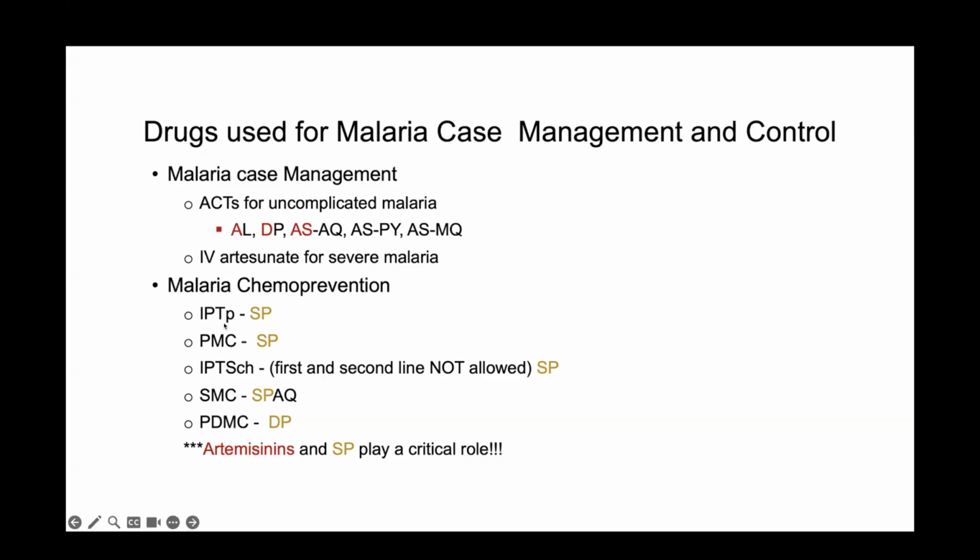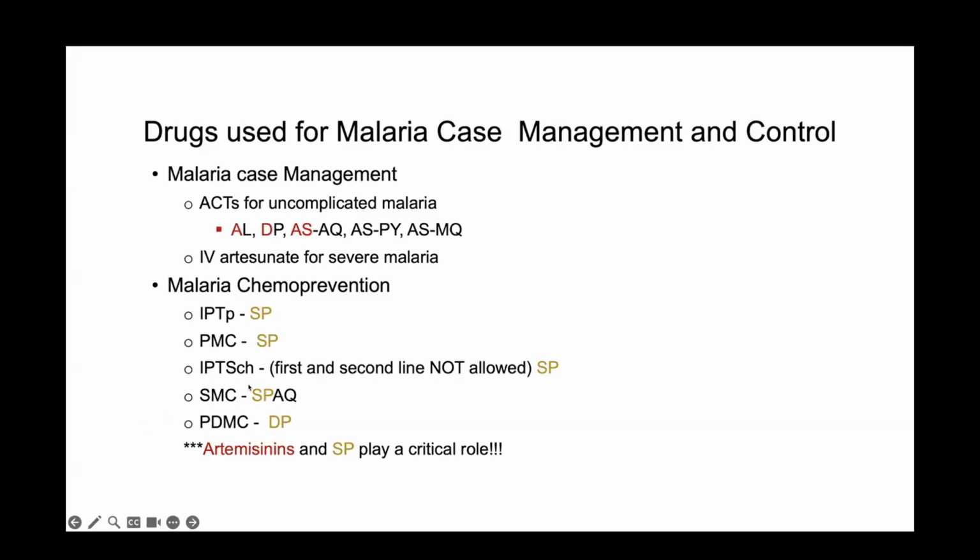And then for chemoprevention, you can see here the different strategies that are used. The IPTp, which is intermittent preventive therapy in pregnancy, entirely uses sulfadoxine-pyrimethamine. The perennial malaria chemoprevention, which is given to young children, also uses sulfadoxine-pyrimethamine. And the intermittent preventive therapy in school children relies on SP. The only difference is in seasonal malaria chemoprevention, where SP is combined with amodiaquine.